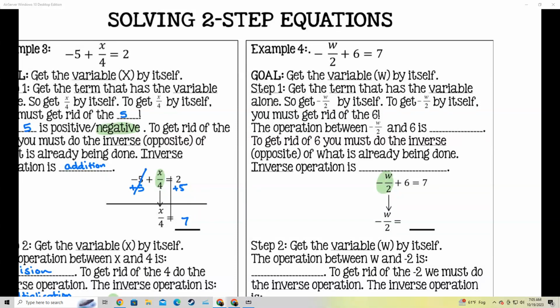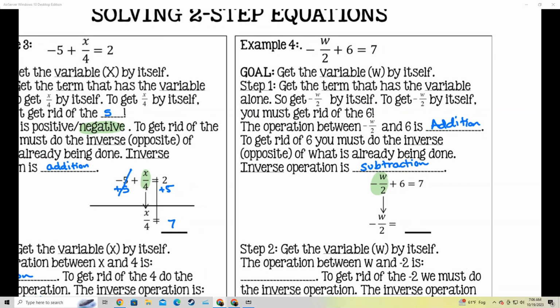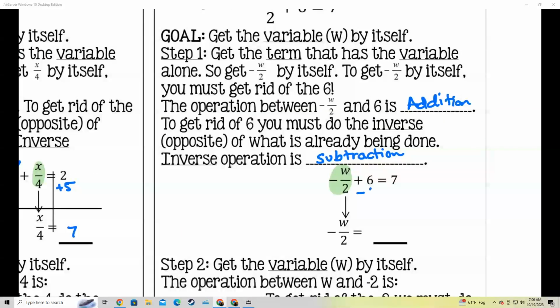To get the negative w over 2 by itself, I must get rid of the 6. The operation between negative w over 2 and 6 is addition. To get rid of the 6, we must do the inverse, or the opposite of what is already being done. The inverse operation is subtraction. So I'm going to go ahead and subtract 6 from both sides. Remember, this is not division, so I'm going to put the line underneath.